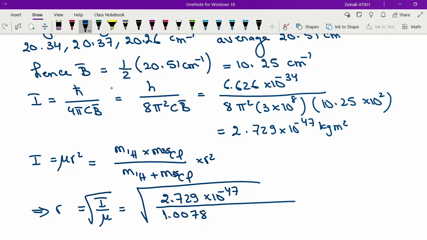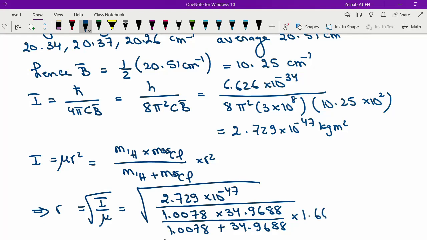1.0078. This is the mass of H1 times 34.9688. This is the mass of Cl35 divided by the same values but with a plus sign, 9688. Remember that the final answer of this mu is in atomic mass units, so to change it to kilogram, to get everything in SI units, I have to multiply by 1.66054 times 10 to the power minus 27.